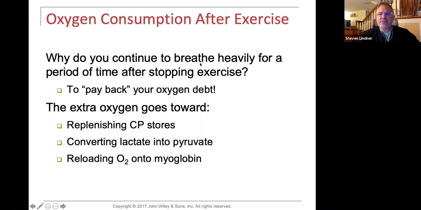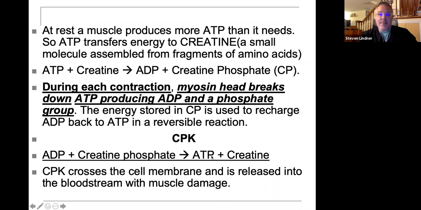So when you're exercising and you're breathing heavily for an extended period of time, you're trying to pay back yourself of that oxygen debt that you put yourself in. The extra oxygen goes towards replenishing the creatine phosphate stores, restoring your oxygen level, converts that lactic acid back into pyruvate so that pyruvate can enter the mitochondria for the Krebs cycle and the electron transport chain, and it reloads oxygen onto myoglobin. We'll talk about myoglobin in just a few minutes.